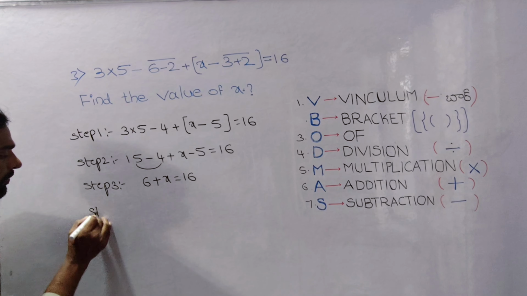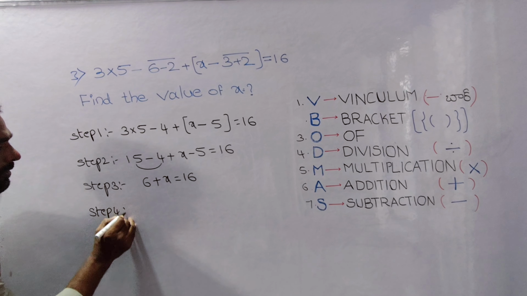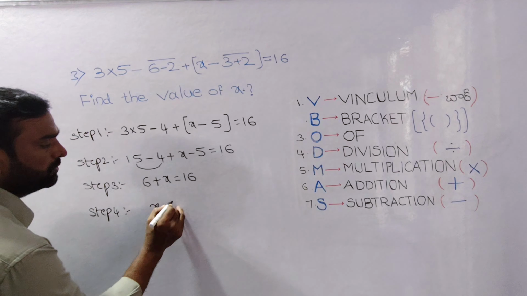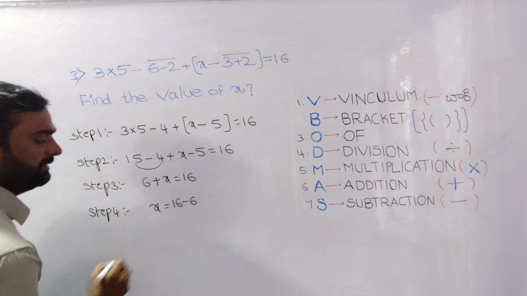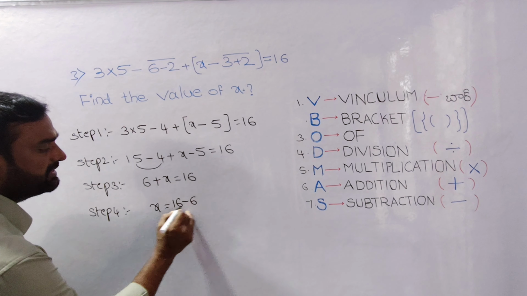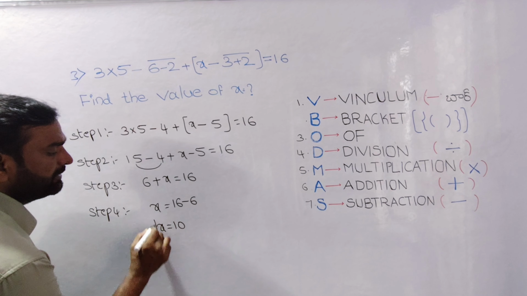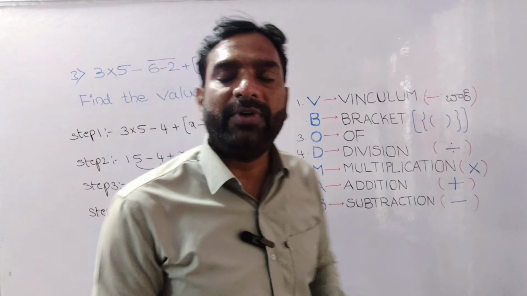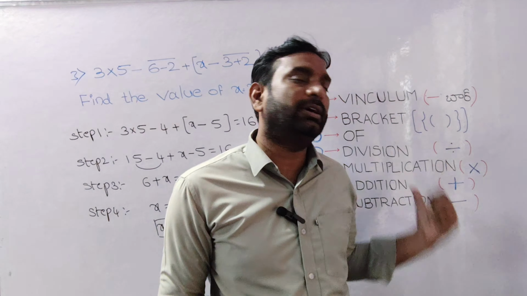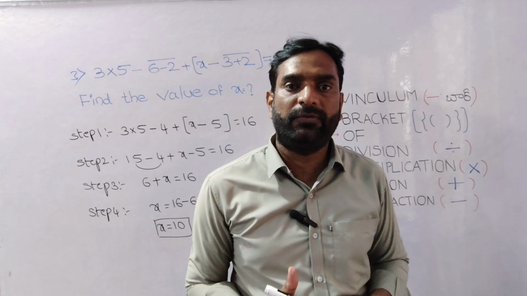And in step 4, x equal to 16, 6 bring this side, it will become minus 6. So you will get the x value is 16 minus 6, that is 10. So x value is 10. Like this, we can find the x value by using this VBODMAS rule.